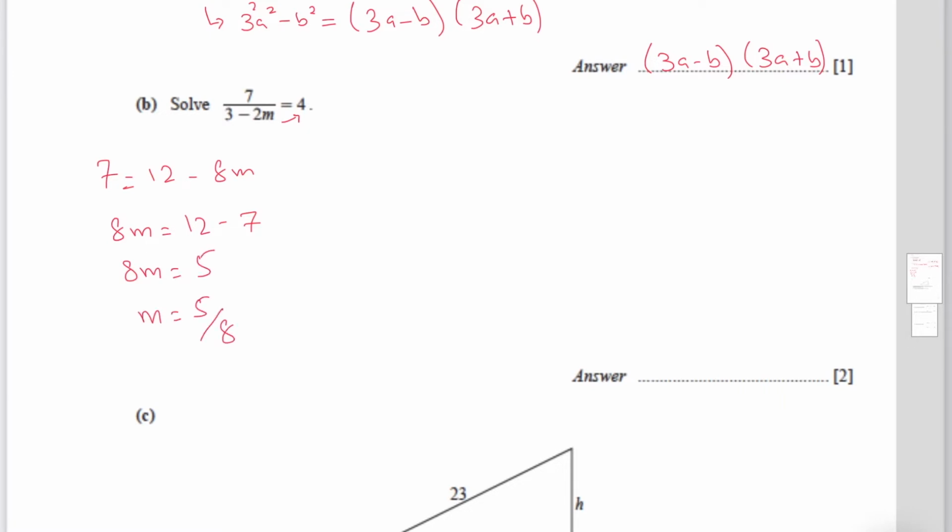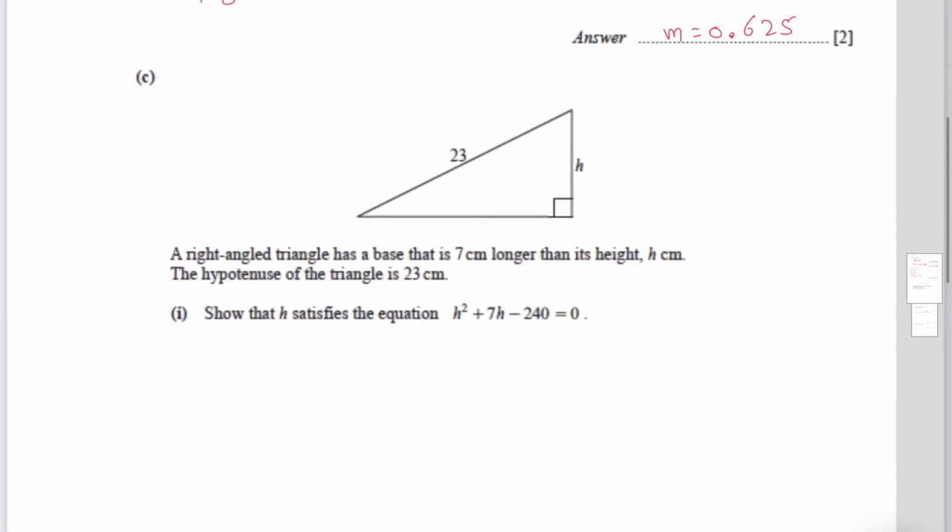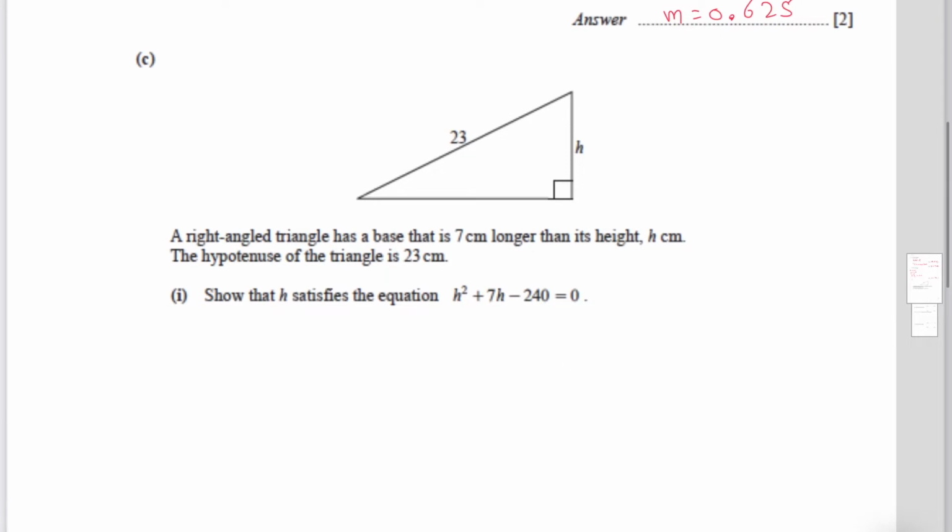Or in other words, if you use the decimal value, 5 over 8 becomes 0.625. So you write your answer over here, m equal to 0.625. Okay. In the next part they've given us a triangle. It says a right angled triangle has a base that is 7 centimeters longer than its height h. The hypotenuse of the triangle is 23 centimeters. The first part says show that h satisfies the equation h square plus 7h minus 240 equal to 0.